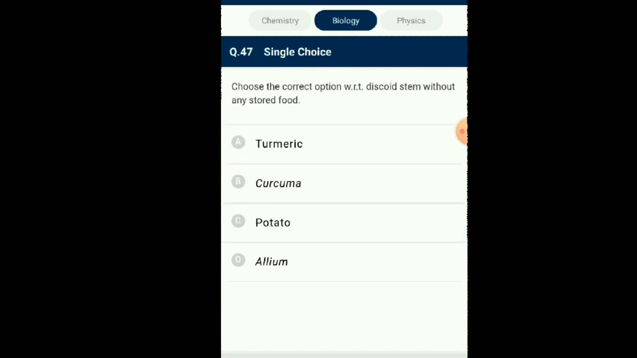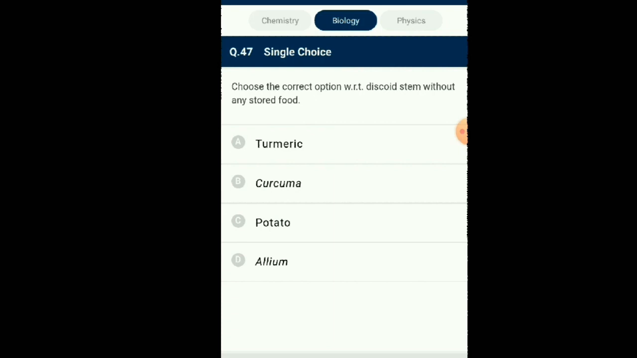Question number 47. Choose the correct option regarding discoid stem without any stored food. Some plants adapt as an underground stem modification system in which the stem, derived from stem tissues, exists under the soil surface, and one such example is a bulb. The bulb has a highly condensed disc-like or discoid stem with its upper surface ending in a terminal bud with fleshy scaly leaves. The adventitious roots arise from the lower region of the bulb with the presence of tunica.